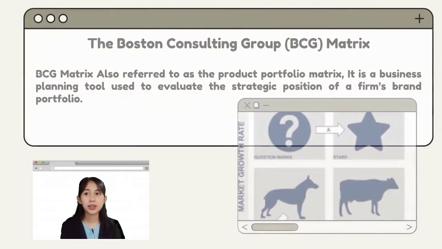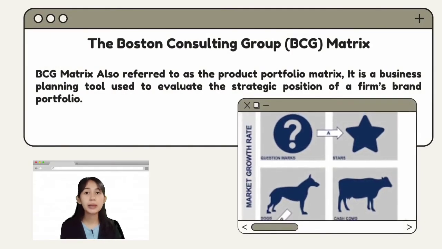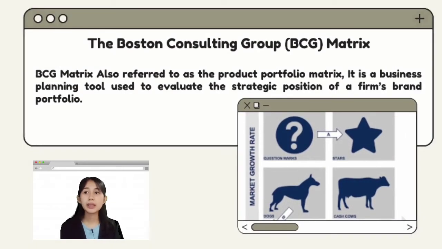The next matrix is the Boston Consulting Group or BCG matrix. BCG matrix, also referred to as the product portfolio matrix. It is a business planning tool used to evaluate the strategic position of a firm's brand portfolio. According to CorporateFinanceInstitution.com, the BCG matrix is one of the most popular portfolio analysis methods. Each quadrant is classified as low or high performance, depending on the relative market share and market growth rate.